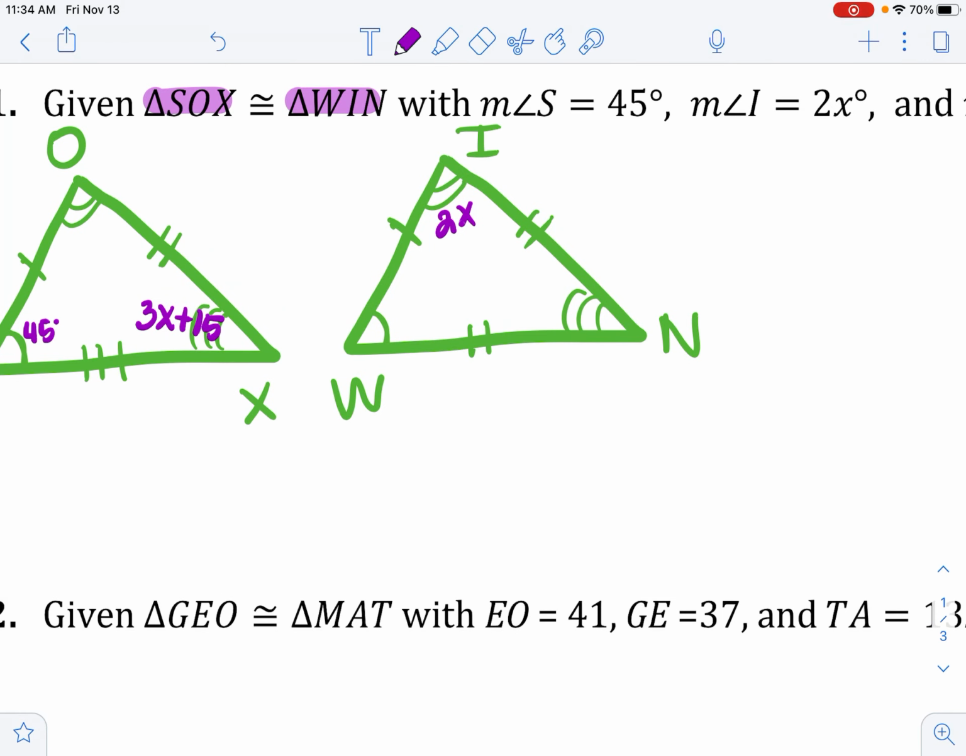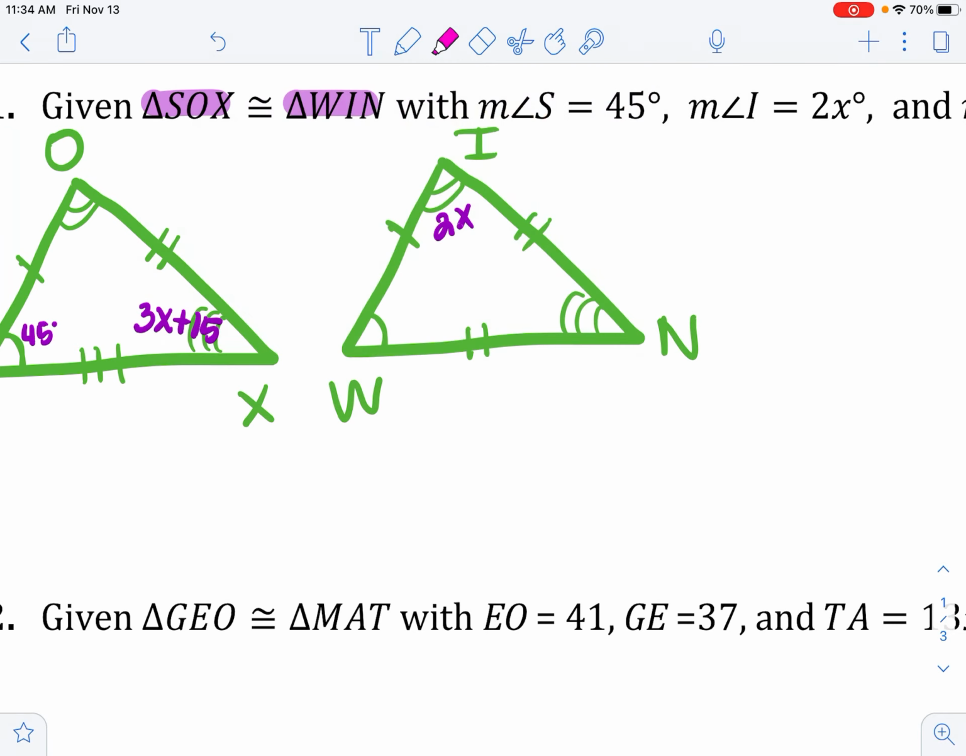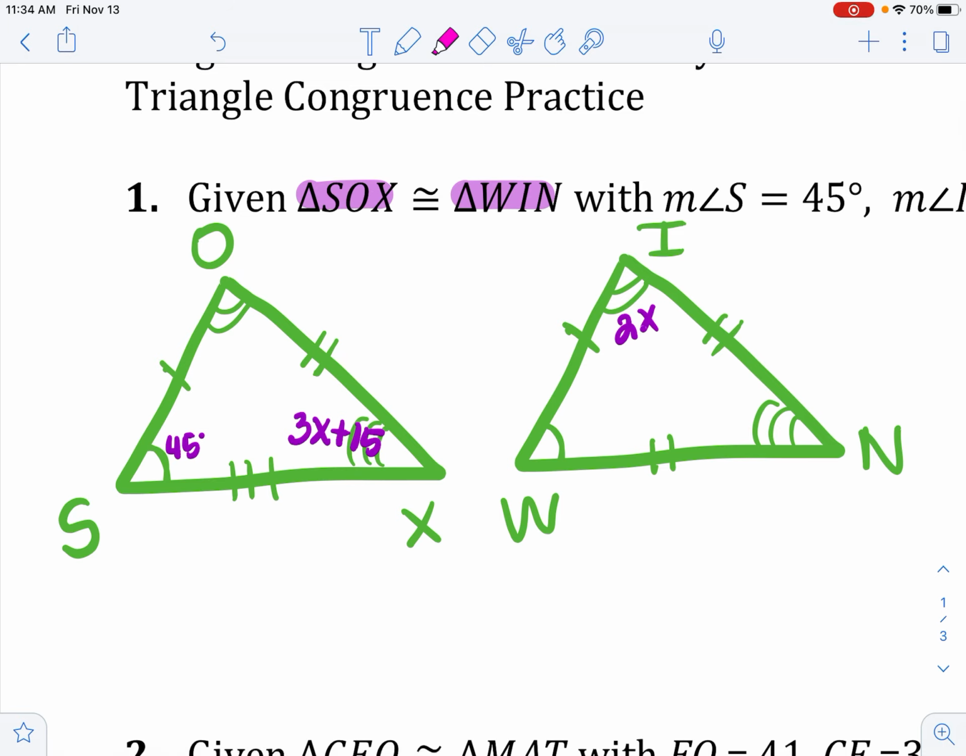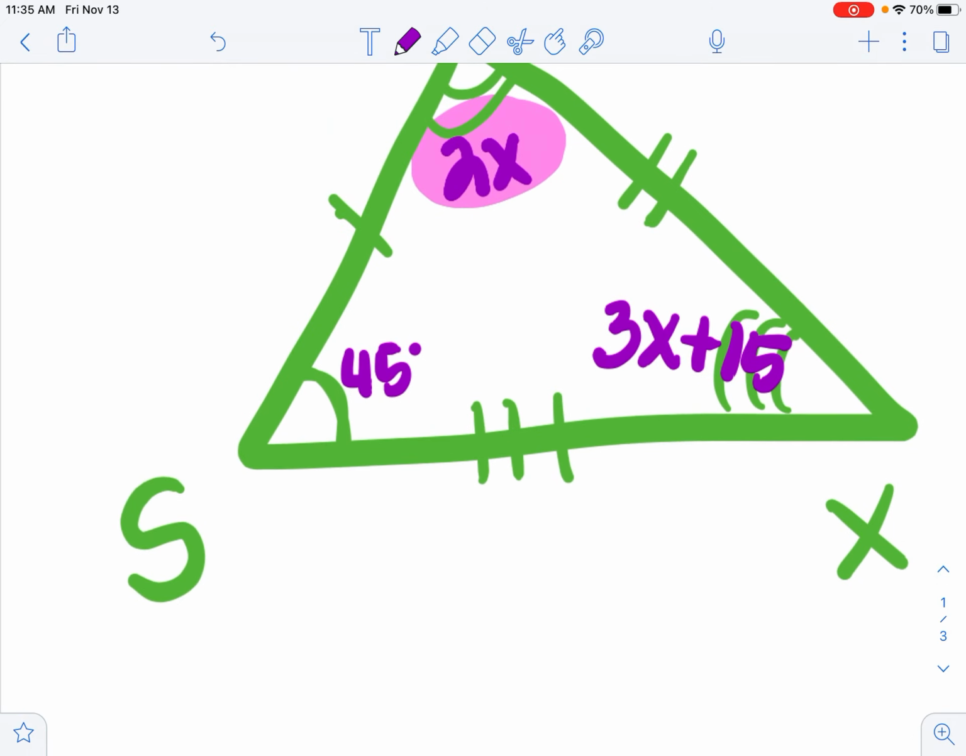Okay, so now I have to write an equation to solve for x. So the first thing I notice is that this has x in it, and it matches up with this, but it's blank. So I can't solve for x by setting those two equal to each other. So I say, okay, well, I can't set two things equal to each other, but I have triangles here. Do I know all three angles in this triangle? Well, right now I have two, but I know that this angle is the same as this angle. So I can put 2x right here because it has to be the same.